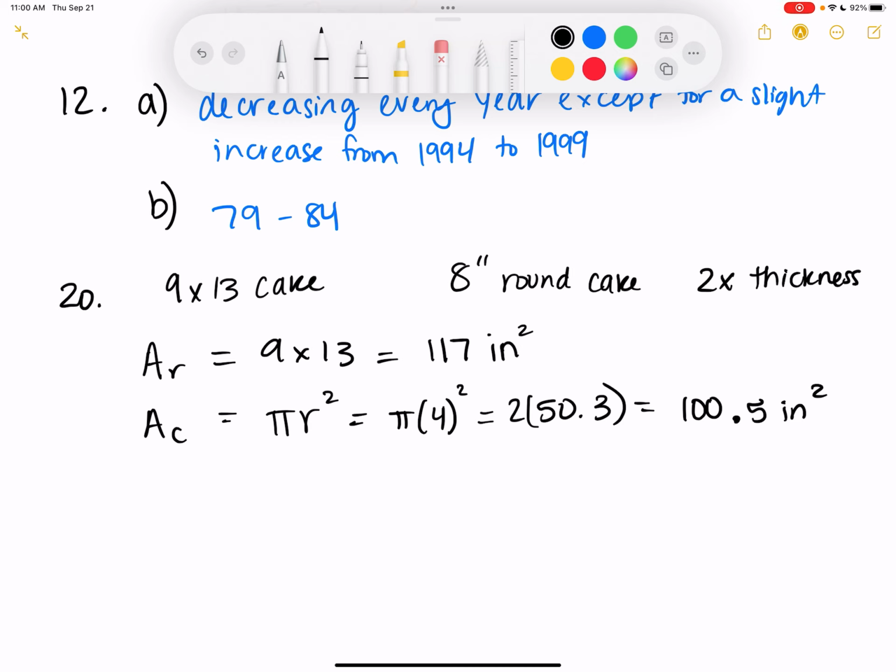All right, so which cake is better? I guess the rectangular cake. That rectangular cake is better. All right, and then the last ones that we have to do are just solving the equations algebraically.